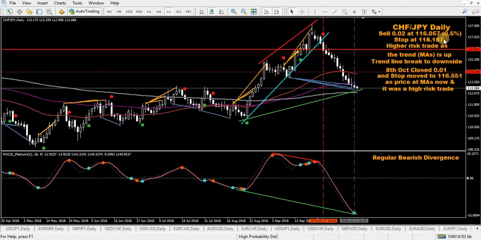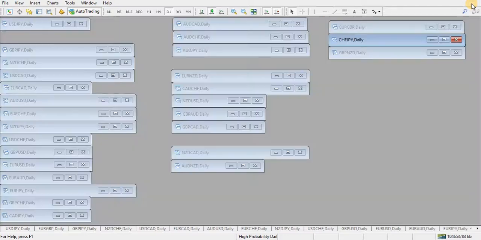CHF Japanese yen, Swiss yen, in a sell here this morning. There's a new blue dot on the MACD platinum below the zero level. So all I've done is brought my stop on the sell right down, tighten it up. So the stop's now at 114.318. So it's looking good. Already starting to draw trend lines in, looking for a possible buy trade to the upside. So just move my stop down in the sell trade.